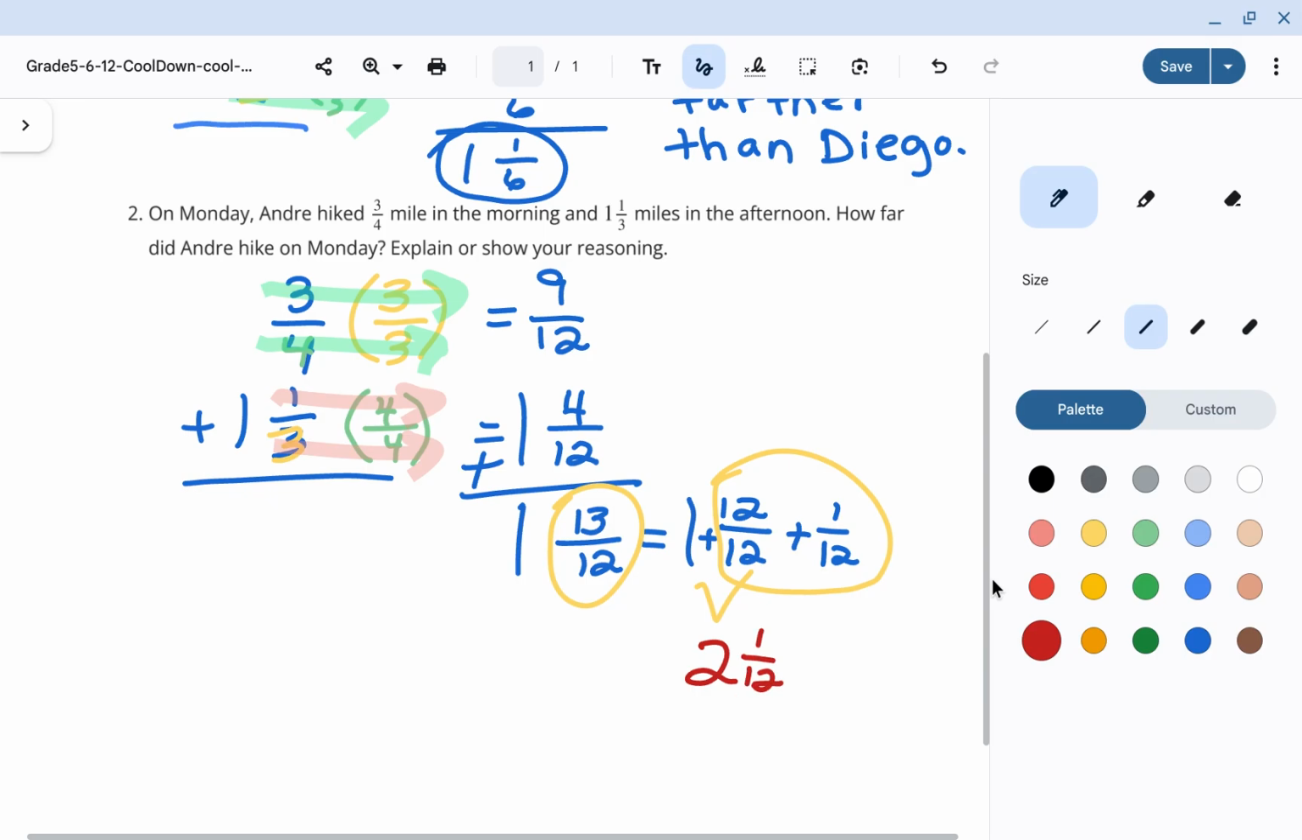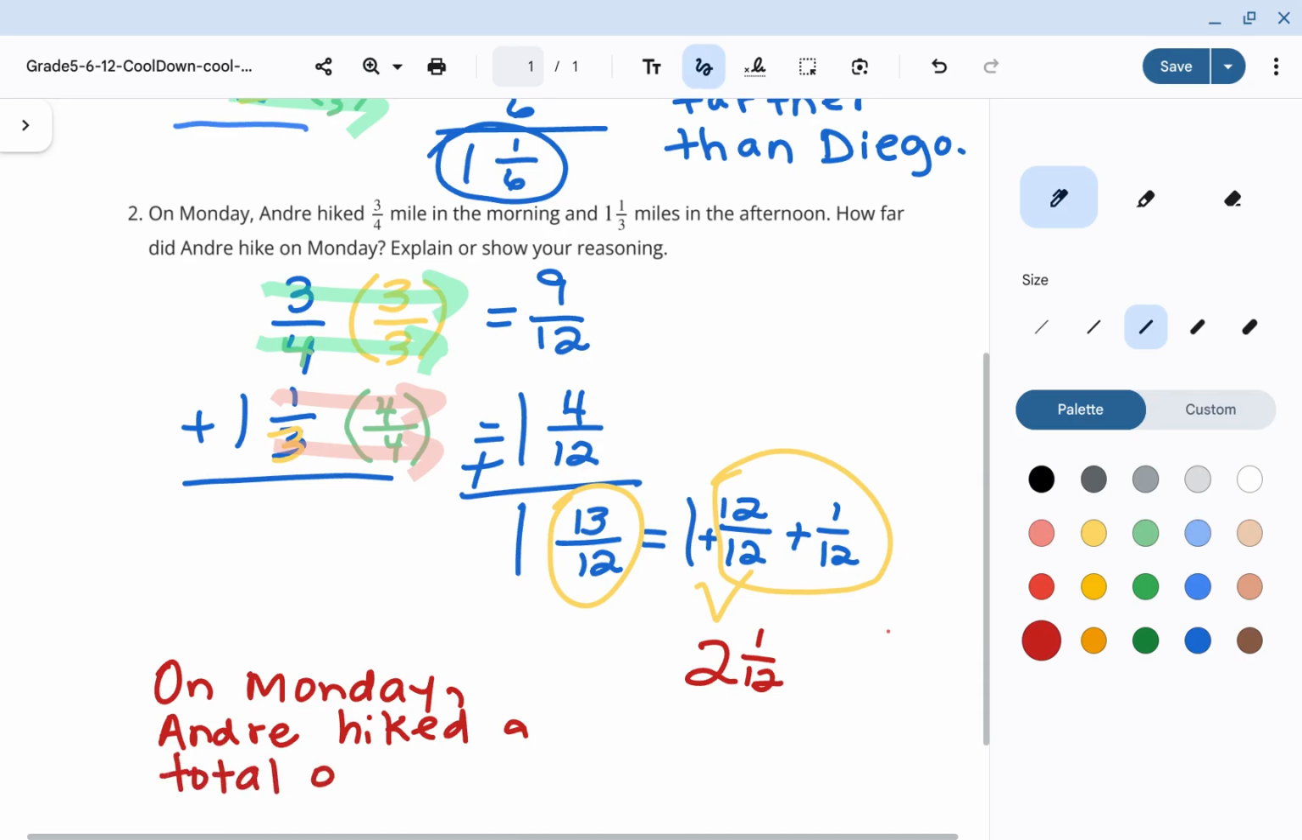So do remember, this was in context of a word problem. So we do want to make sure that we say how this relates to Andre. So we are going to say on Monday, Andre hiked a total of 2 1/12 miles.